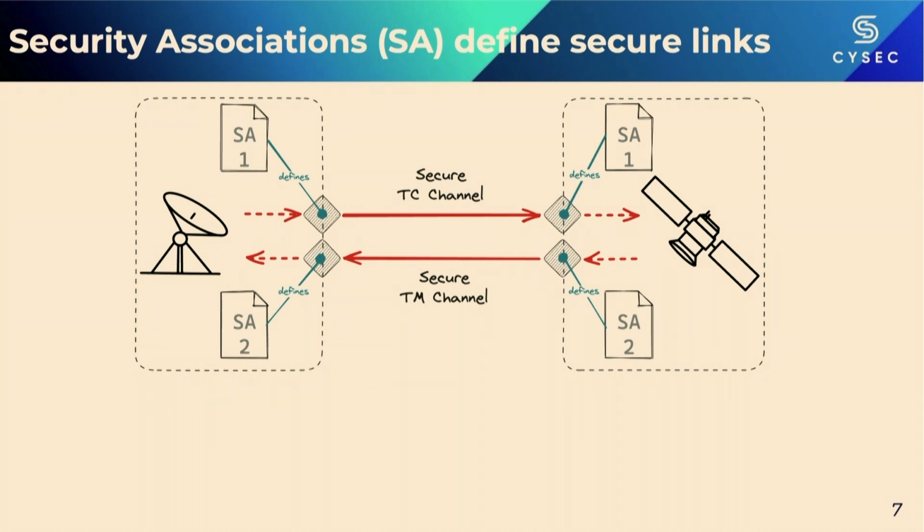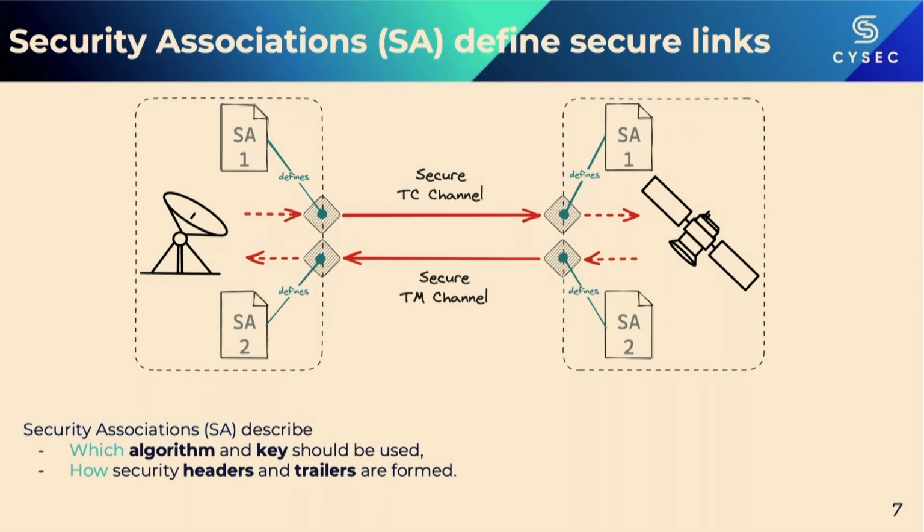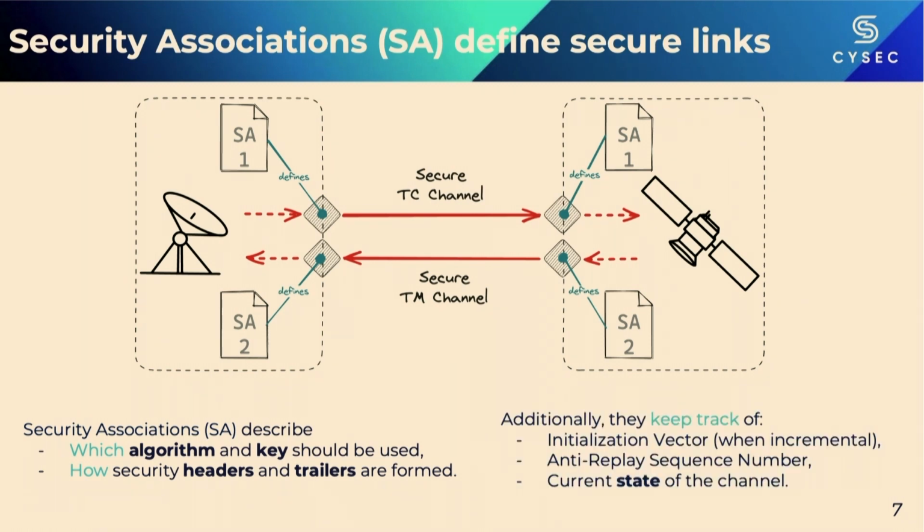This data construct is sort of like a configuration like you would have for your VPN, and it contains important information about the secure channel. So for instance, we know with the SA which type of algorithm is used on a channel, which key is used for the encryption and decryption of the channel. And it also contains information for the receiver to understand how to interpret the security headers and trailers that are packed on the frame. Additionally, it keeps track of additional data, which is live and that evolves throughout the lifetime of the secure channel. For instance, the initialization vector when it's incremental, the sequence number, the current state of the security association, this type of thing.